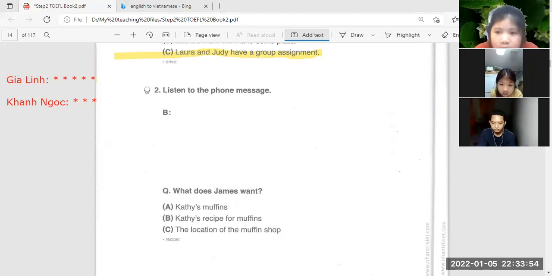What does James want? A. Kathy's muffins. B. Kathy's recipe for muffins. C. The location of the muffin shop.